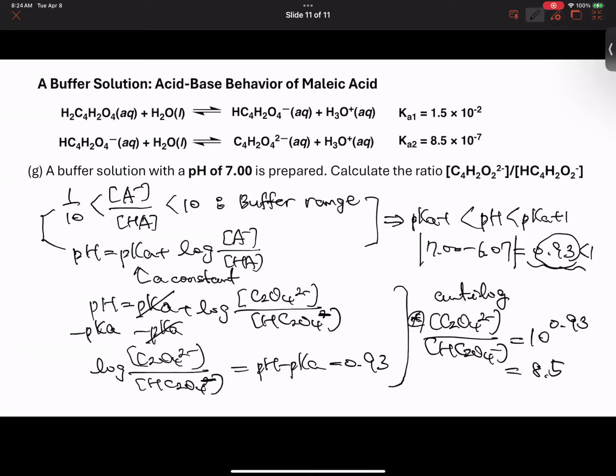And the first thing is, in order to make the buffer system function properly, the concentration ratio of conjugate base and its monoprotic acid must be within 10. And then we were able to use this Henderson-Hasselbalch equation to calculate the ratio quantitatively. Okay, then I will see you in the next video.